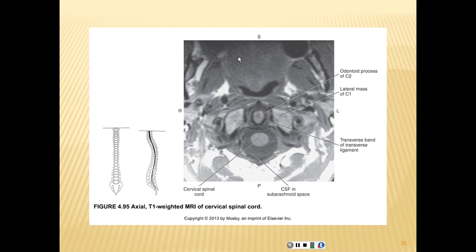T1 weighted MRI of the cervical spine and cervical cord. And from here, you have to understand that these nerves come out in bundles and groups called plexuses. You could read along on page 226 with our discussion of plexuses.